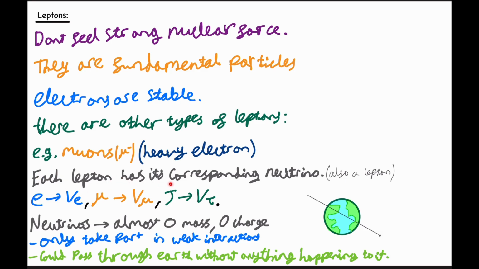And each lepton has its corresponding neutrino, which is also a lepton. So, for example, the electron has an electron neutrino, the muon has a muon neutrino, and the tauon has a tauon neutrino. And neutrinos have almost zero mass and zero charge, and they only take part in weak interactions. They could pass through the Earth without anything happening to them. So that's how little they interact with matter.